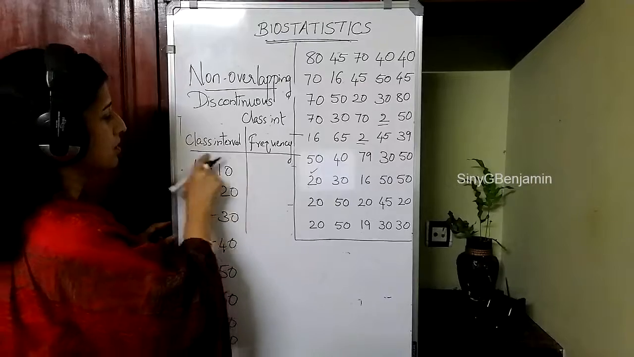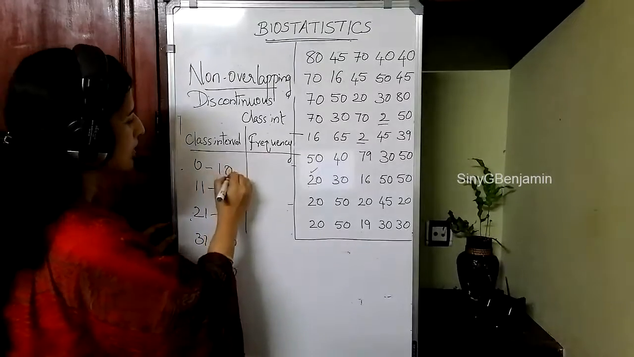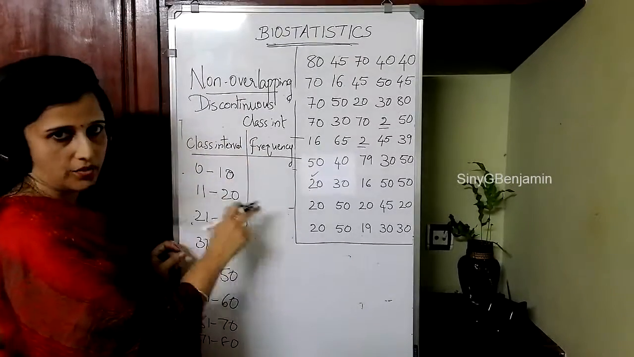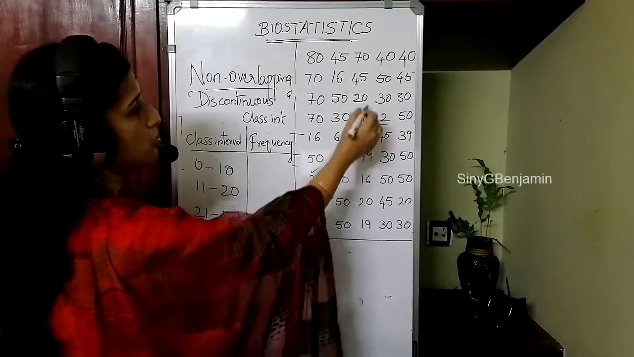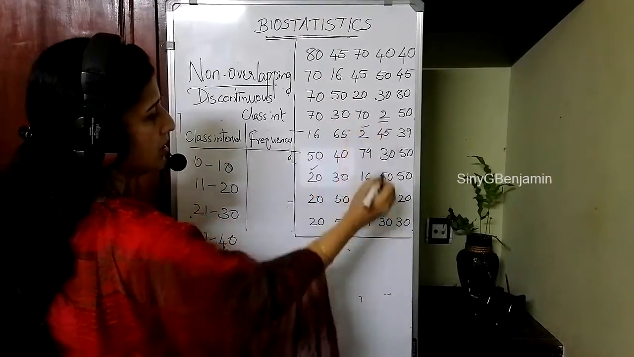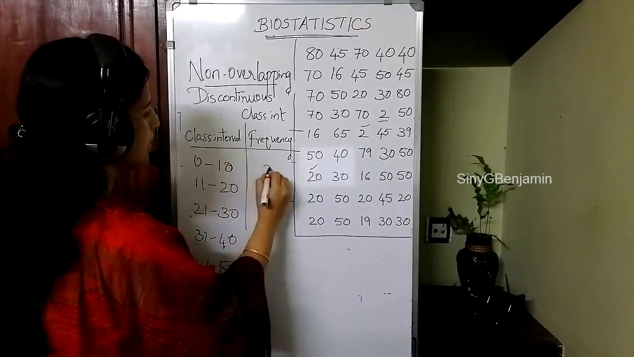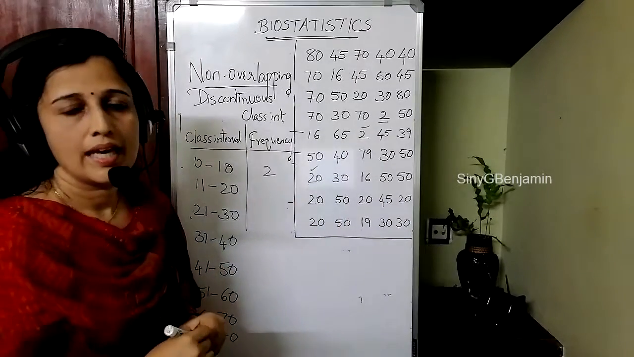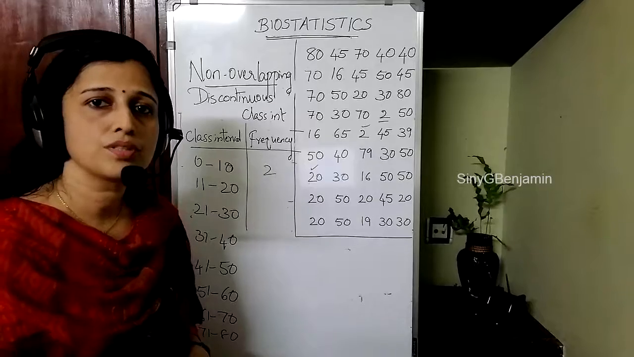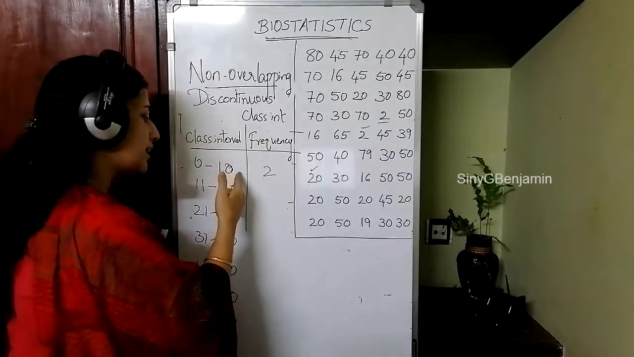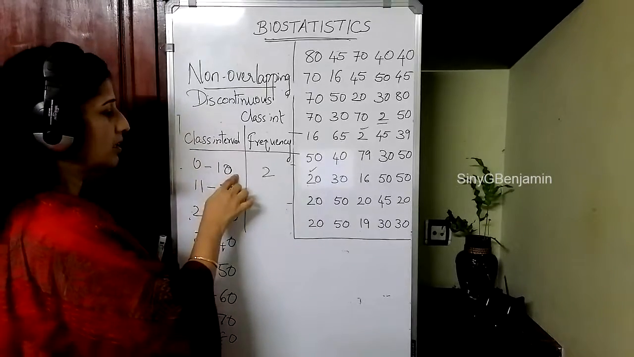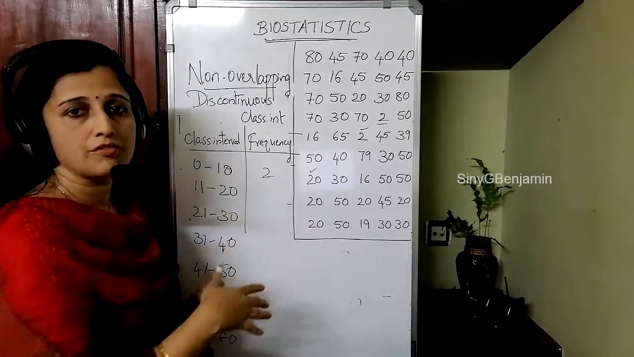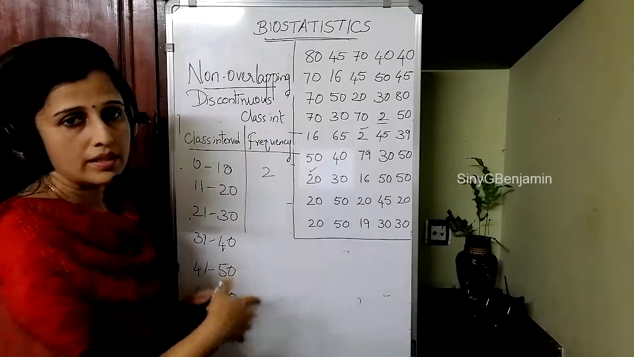One thing you have to note here is it is discontinuous. Then in this 0 to 10 only 2 values. 2 is repeated twice. 0 to 10 the frequency is 2. In this case, we don't have any confusion of including either 10 here or here. It is clearly because 10 is coming here only. So, we have no confusion in including the value 10 there.